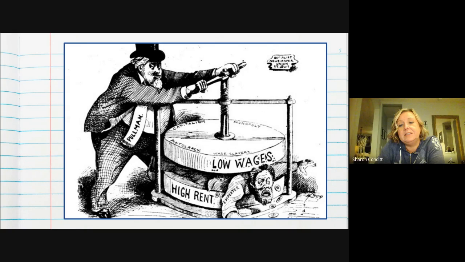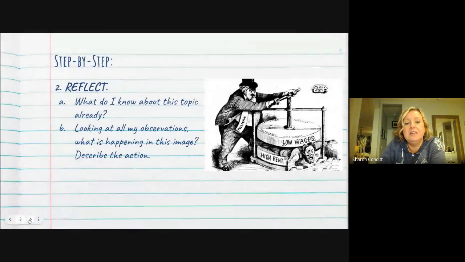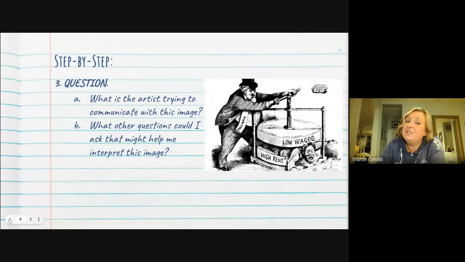So hopefully this helps you walk through this 3-step process, which I'm going to hold you accountable to in class: to observe, to reflect, and to question as we look at these cartoons to better understand what it is that's happening in the Gilded Age and what the media has to say about it.